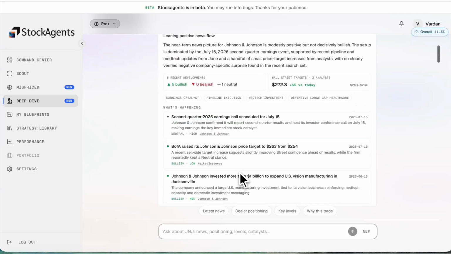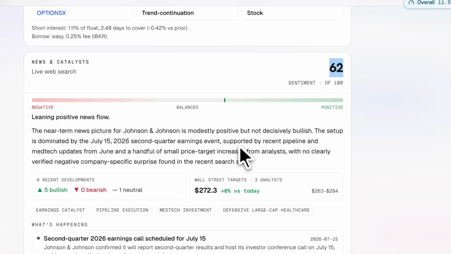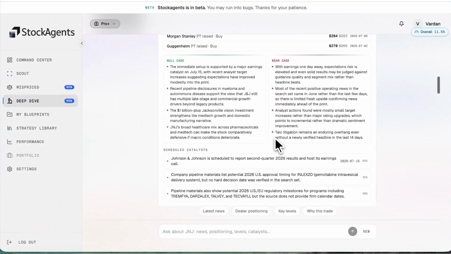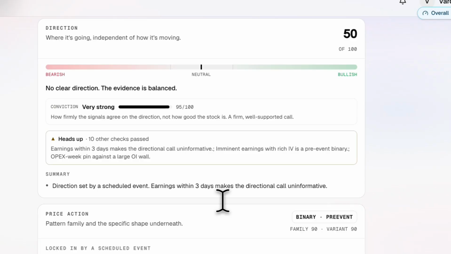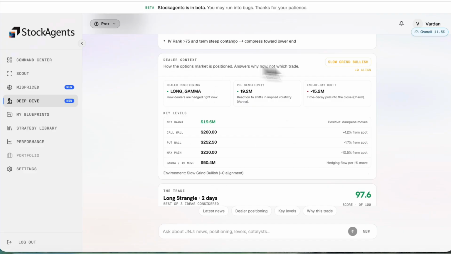Sentiment score 62 of 100, leaning positive, 5 bullish developments, 0 bearish, 1 neutral, 3 analyst targets averaging 6% above spot. Here is where honesty matters. Direction reads 50 out of 100, dead neutral. And the engine says why: earnings within 3 days makes any directional call uninformative. It refuses to manufacture a view.